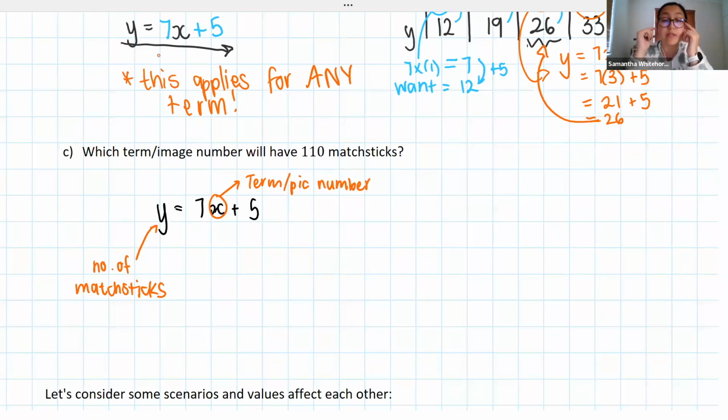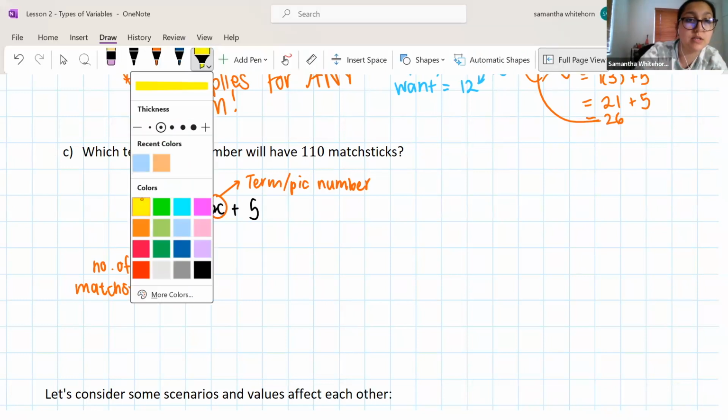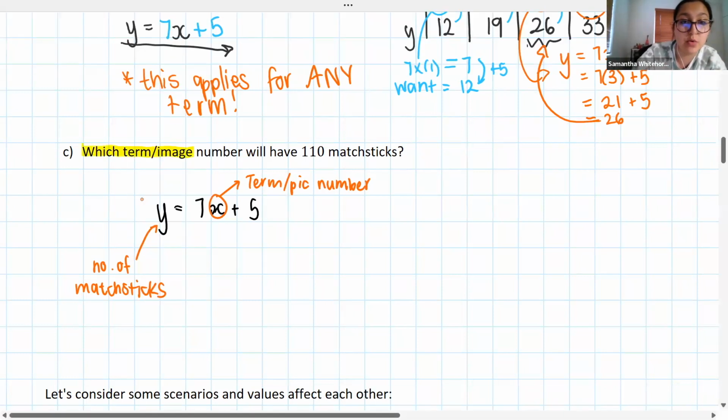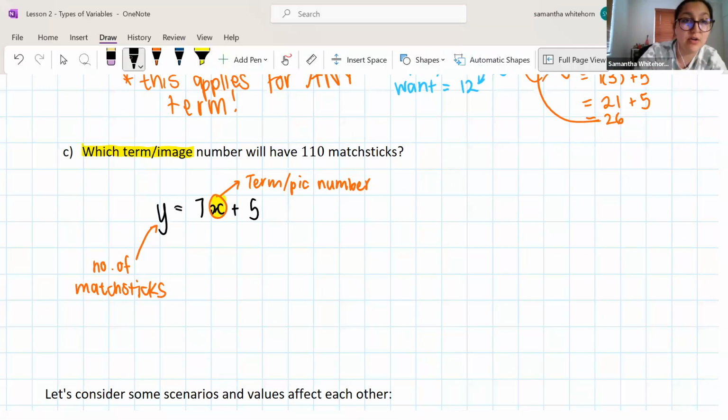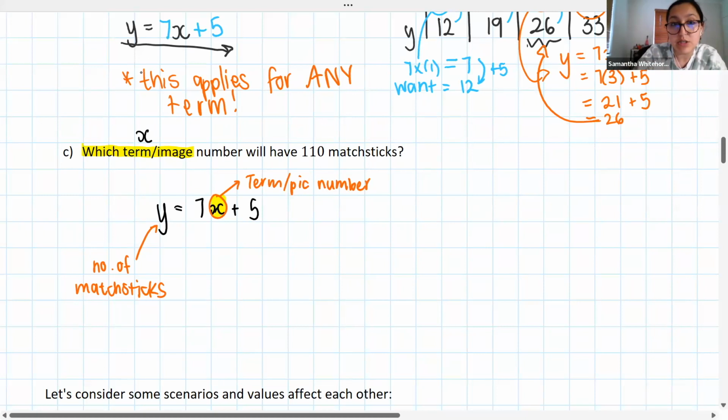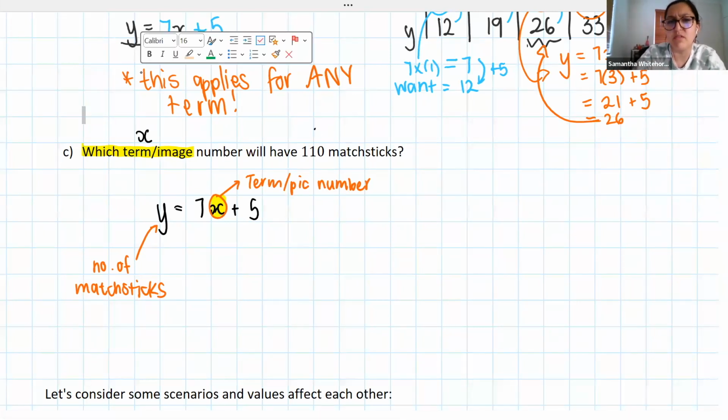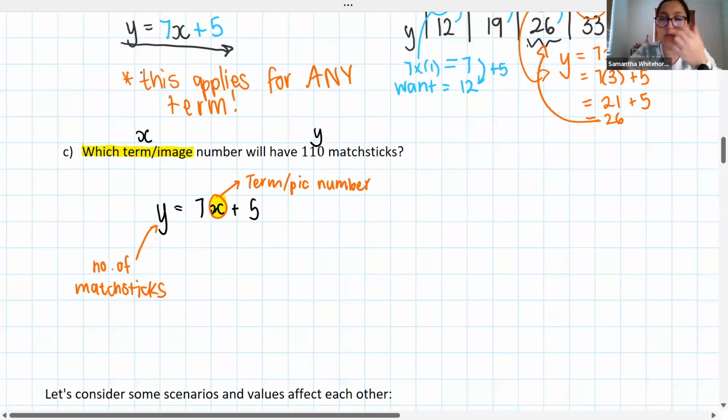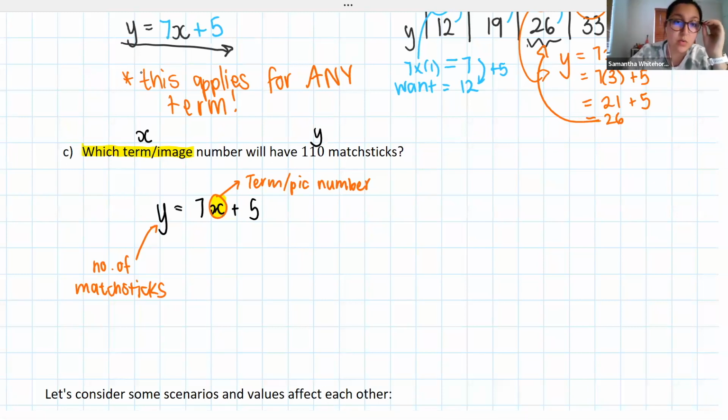Our rule gives us 2 bits of information. Remember, we said we're working with variables. We have 2 variables that we work with, x and y, and our rule or our equation here works with both of those variables. Let's read the question again. The question says, which term or image number, so we're being asked to find the x value, we'll have 110 matchsticks, because we've been given the y value. So in this question, we've been given all the information we need to solve it.